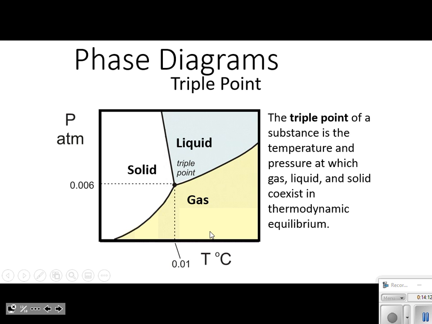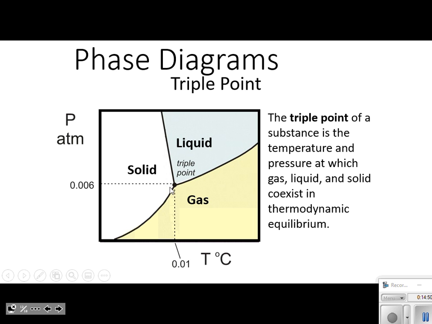And something also to look at is the triple point. The triple point of a substance is the temperature and pressure at which a gas, a liquid, and solid coexist in thermodynamic equilibrium. Now look how small this pressure is. 0.006 atmospheres of pressure. Look at this temperature, 0.01 degrees Celsius.